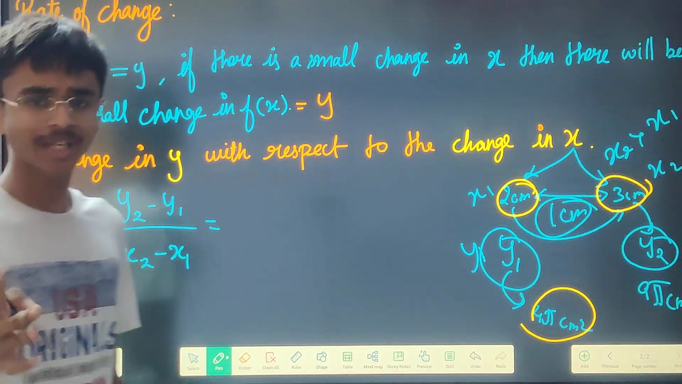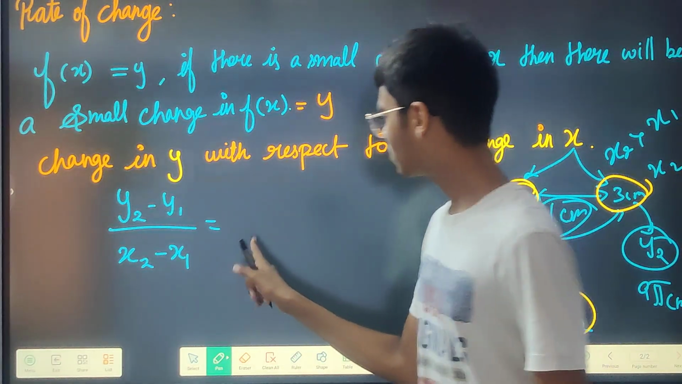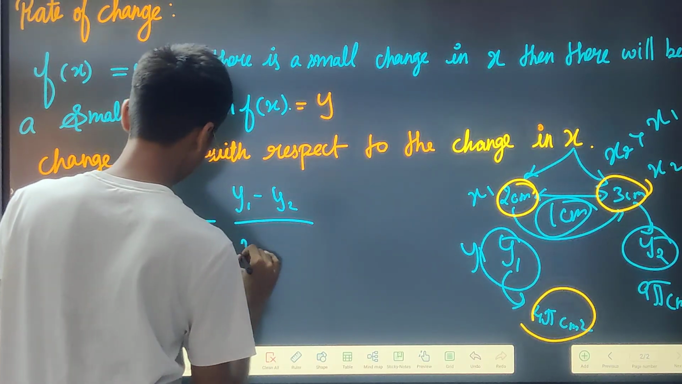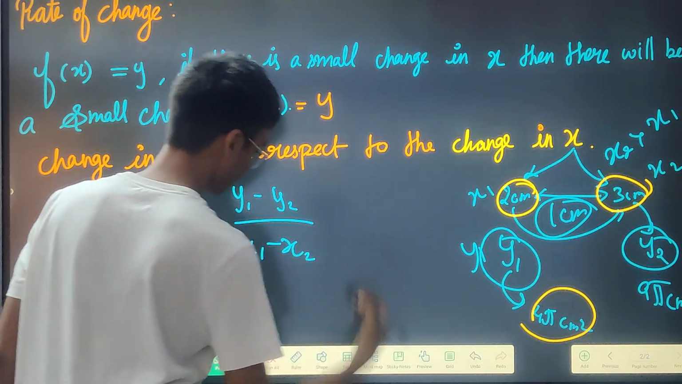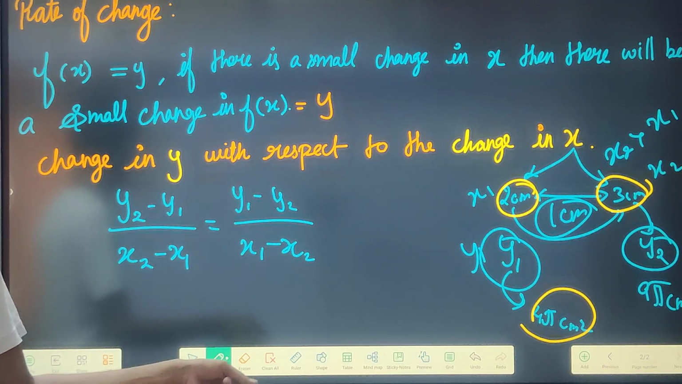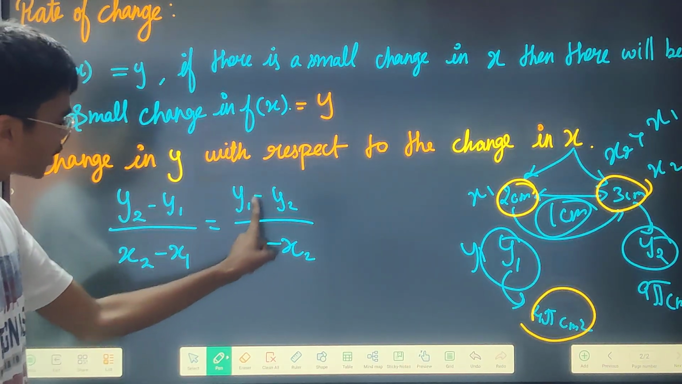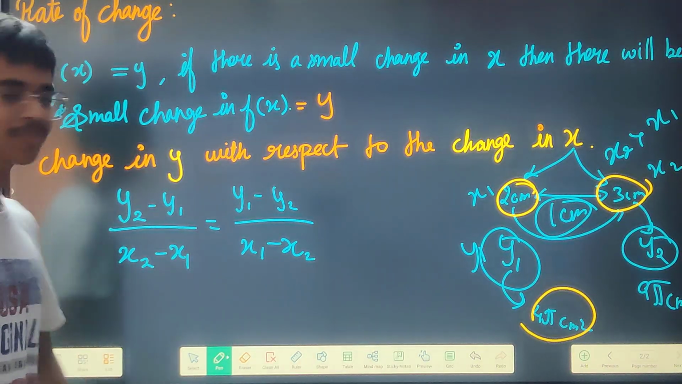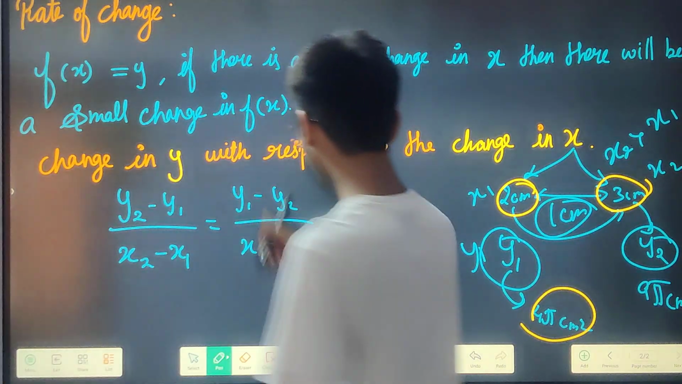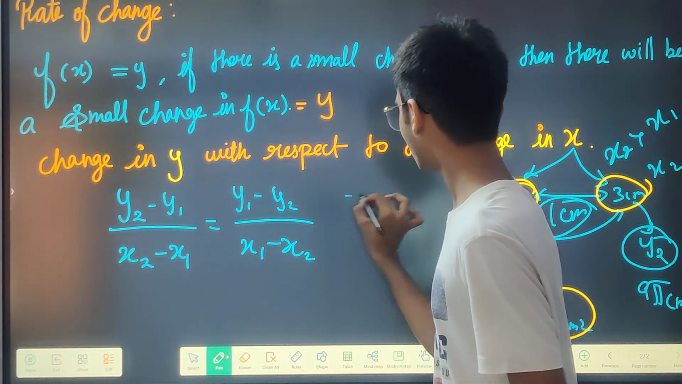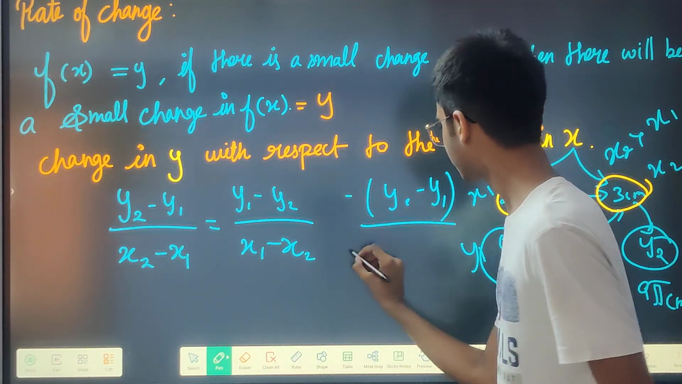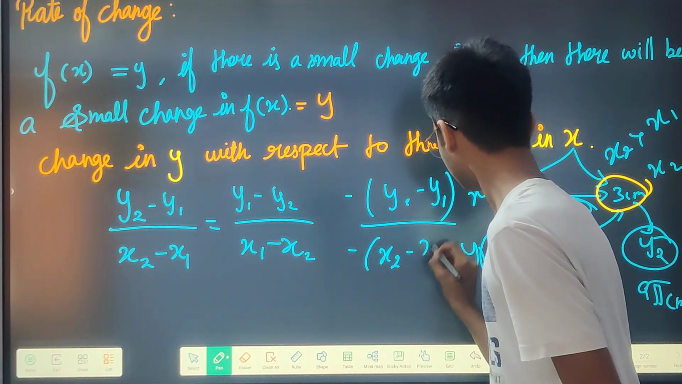And also there won't be any problem. This is also equal to this one. These two are the same only. There won't be any difference. If you take minus common here and minus common here, then the minus will be cancelled, and you'll get the same thing only. From here, if you take minus common, it becomes y2 minus y1 whole divided by x2 minus x1.